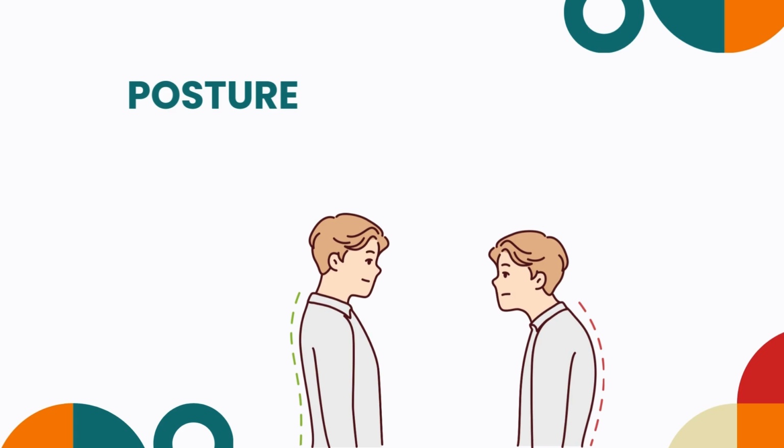Let's start with posture. The way you stand during your presentation sends important signals to your audience about your confidence. For example, a good posture is when you stand up straight with your shoulders back. This conveys confidence, authority, and professionalism. This makes you appear more credible and trustworthy. On the other hand, poor posture like slouching or crossing your arms can signal discomfort or defensiveness. This can disconnect you from your audience and make them less likely to engage in your presentation.